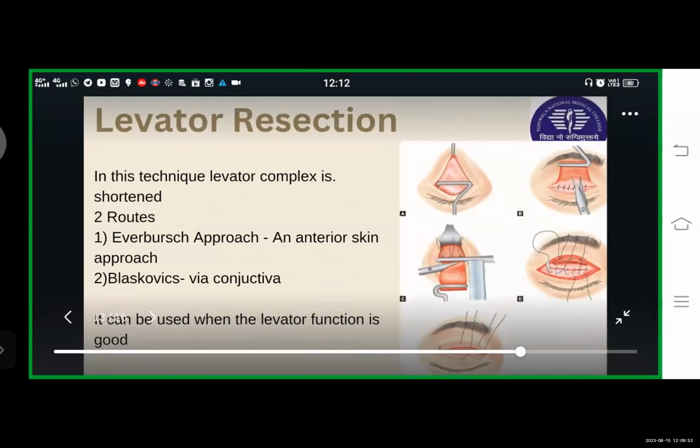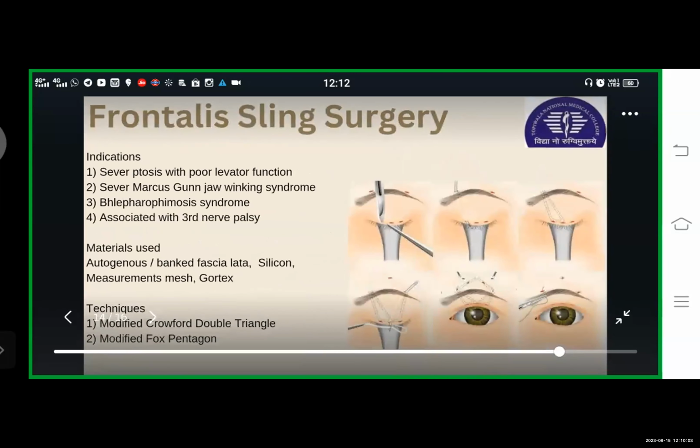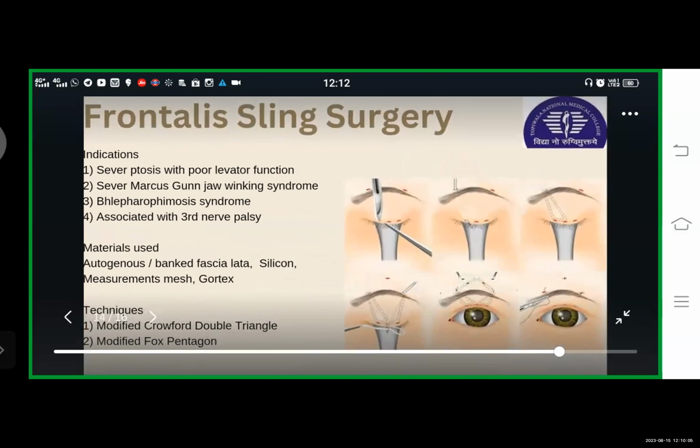Levator resection is a second option which can be done through the Everbusch approach, which is the anterior skin approach, and the Blaskovics approach, which is via the conjunctiva, where the levator muscle is resected. And last is the frontalis sling surgeries, which can be used in severe ptosis with poor levator function, severe Marcus Gunn jaw-winking syndrome, or ptosis associated with third nerve palsy. Material used is silicone or tensor fascia lata. Technique might be Crawford, a double triangle technique, or modified pentagon.